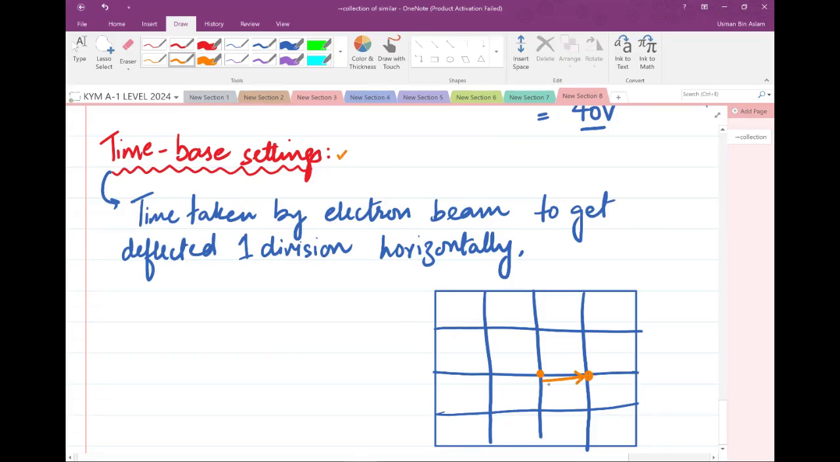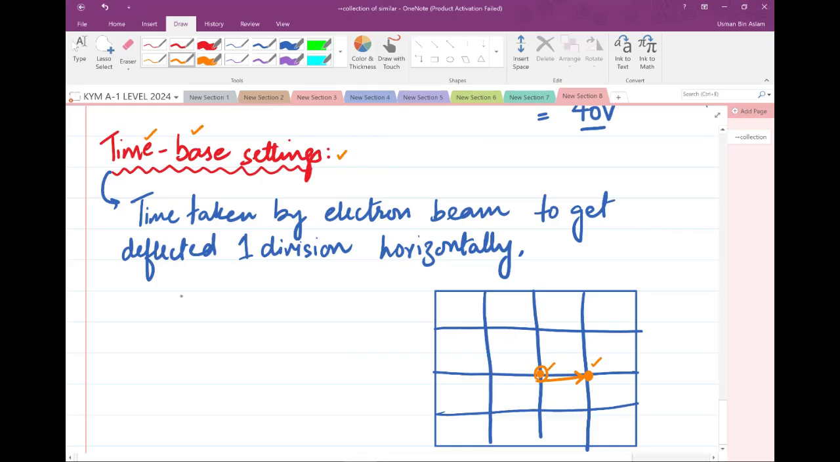The time base setting simply means the time taken for the beam to switch its position from position 1 to position 2. That means for one box, how much time is taken for the electron spot to move 1 centimeter towards the right or left. The name suggests that it is going to give us time: how much time is taken by the electron beam to move 1 centimeter towards the right or towards the left. It doesn't matter which way; switching horizontally is more important.